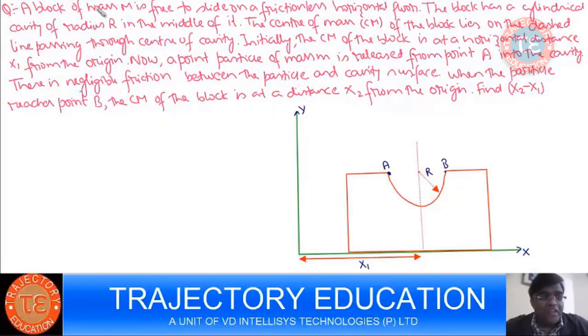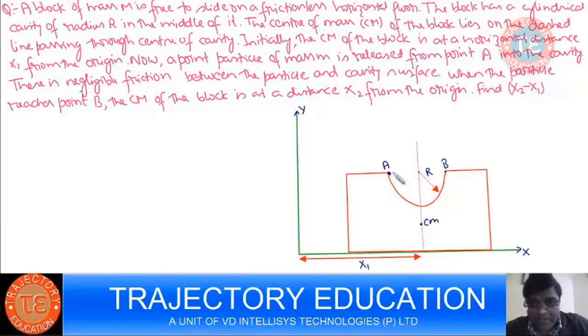This is your question. A block of mass M is free to slide on a frictionless floor. The block has a cylindrical cavity of radius capital R. The center of mass of the block lies on the dashed line through the center of the cavity. This is the center of the cavity. Initially, the center of mass of the block is at a horizontal distance x1 from the origin.